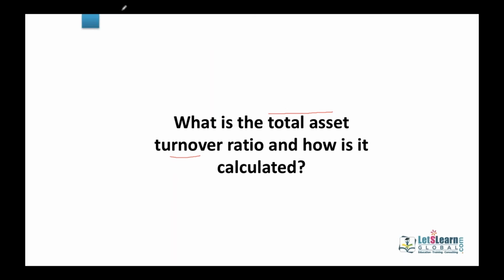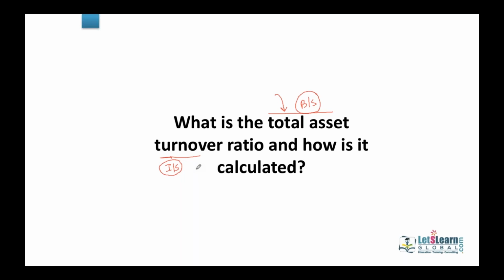Total assets, where do you find them? Total assets you find in the balance sheet. Turnover, sales, where do you find them? In the income statement. Now an income statement item is going to be expressed against a balance sheet item. Therefore, your total assets are to be averaged. What is the essence of this ratio? Why do we learn this ratio?